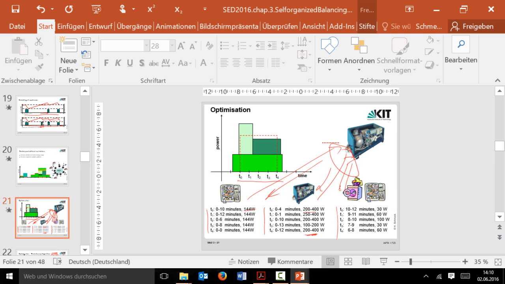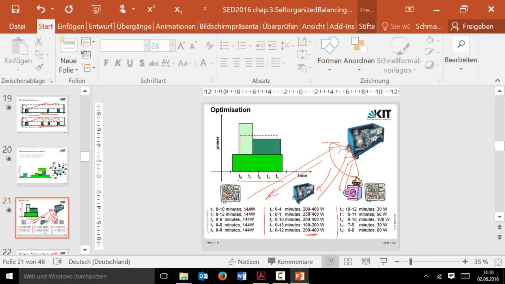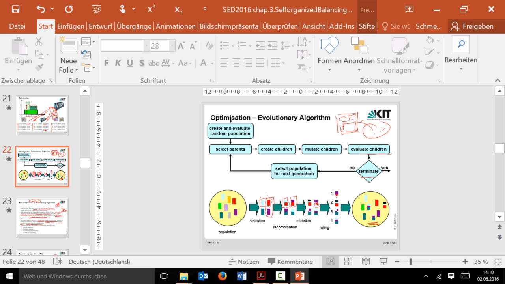We looked then at ways how one would be able to use such a pool of devices to organize that certain devices have their demand at a time where another device wants to offer something. We looked at how one could specify the flexibility that devices have, and we looked at optimization problems. I showed you how one typical approach to optimization, in particular evolutionary algorithms, works.